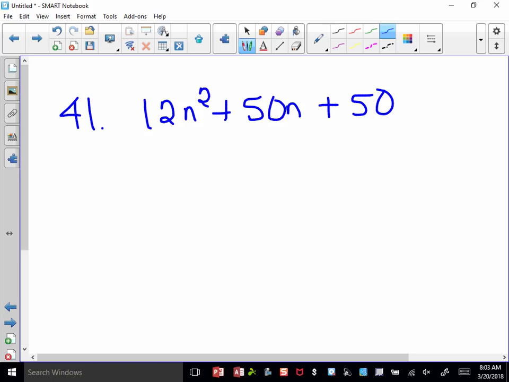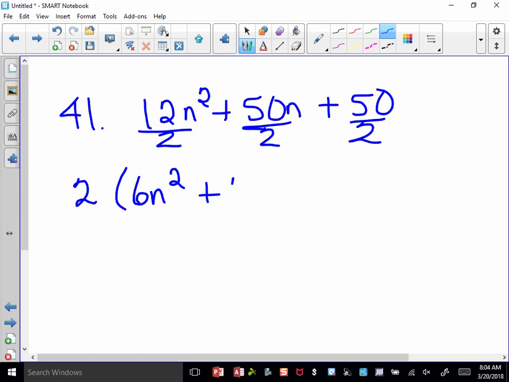Okay, so what is it? That's the question. What is the greatest number that can be divided by all of these numbers? Okay, so we said 2. So this is what you would do. You would divide all your numbers by 2. So that means the 2 is factored on the outside. And when you divide each term by 2, you end up with 6n squared plus 25n plus 25.